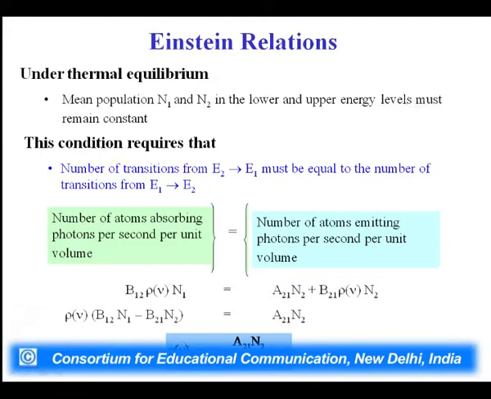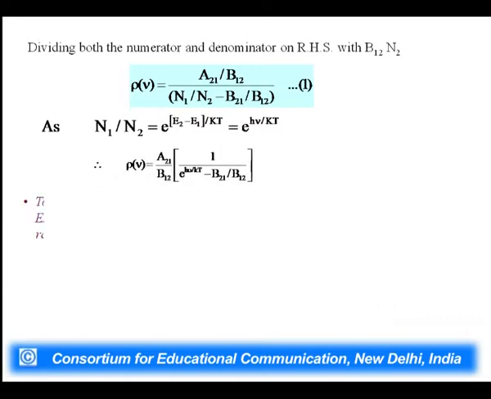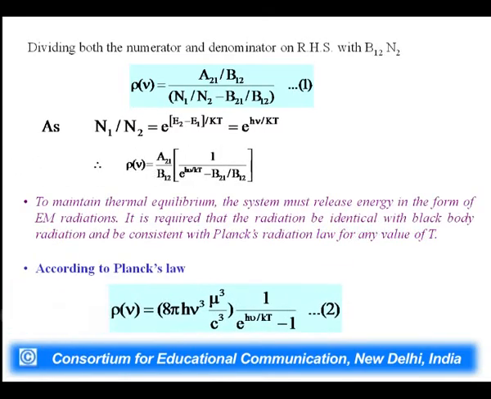Now here we calculate the radiation density, which is rho nu equal to A21 N2 divided by B12 N1 minus B21 N2. Dividing both the numerator and denominator on the right hand side by B12 and N2, then rho nu is equal to A21 divided by B12 times N1 divided by N2 minus B21 divided by B12. This is defined by equation number 1.